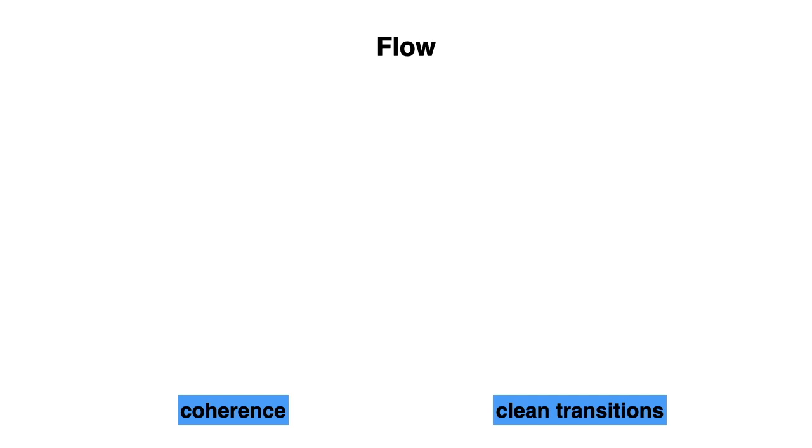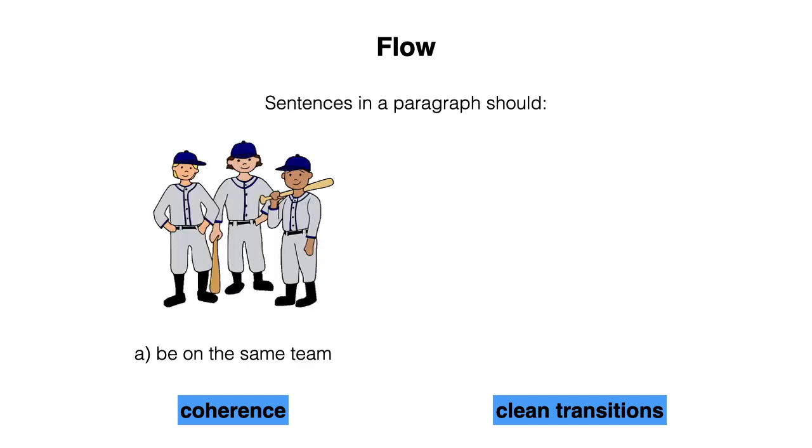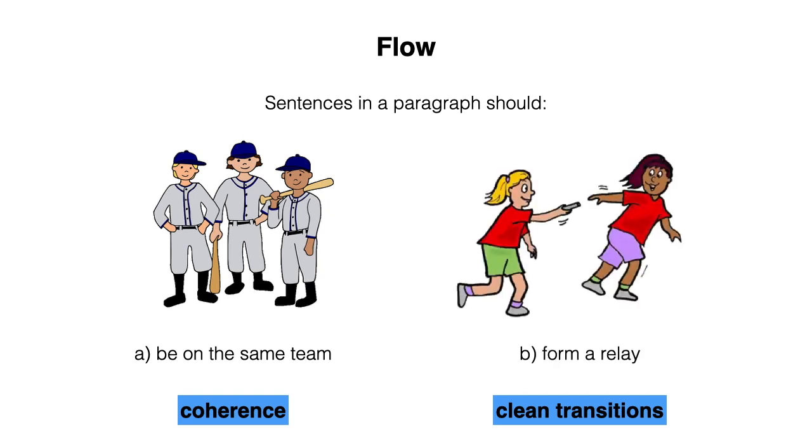There are two key aspects to flow. The first is coherence, and the second is clean transitions. You want to make sure that all the sentences in your paragraph are part of a coherent theme. In other words, that they are on the same team. You also want your sentences to flow cleanly from start to finish, like a baton in a relay race. So let's look at a couple of examples of what this might mean.